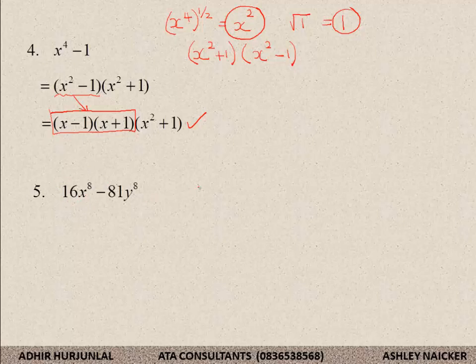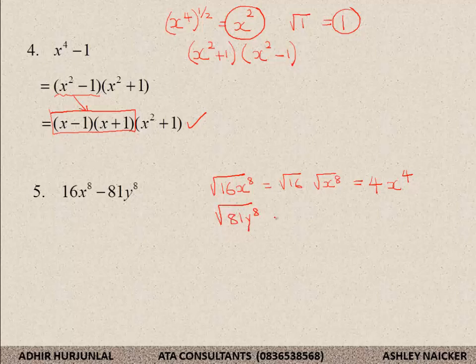If I take the 16x to the 8, I want to know what is the square root of 16x to the 8. This is the same as the square root of 16 multiplied by the square root of x to the 8. The square root of 16 is 4. The square root of x to the 8, by now, guys, you can see I simply take this number and divide it by 2, which means it becomes x to the 4. Very good.